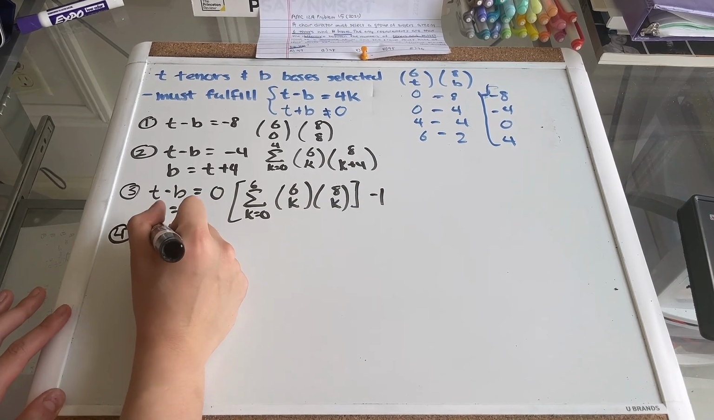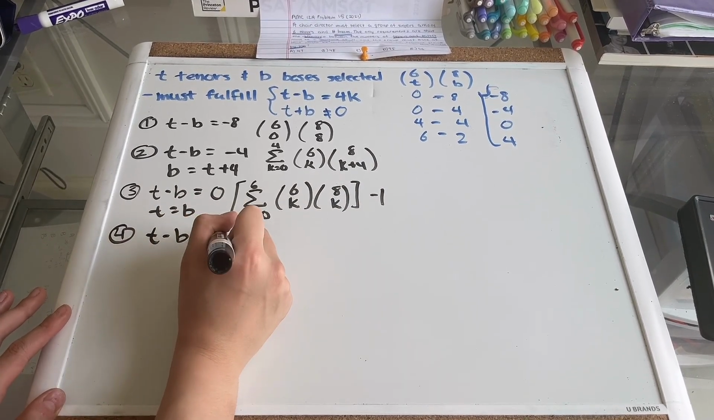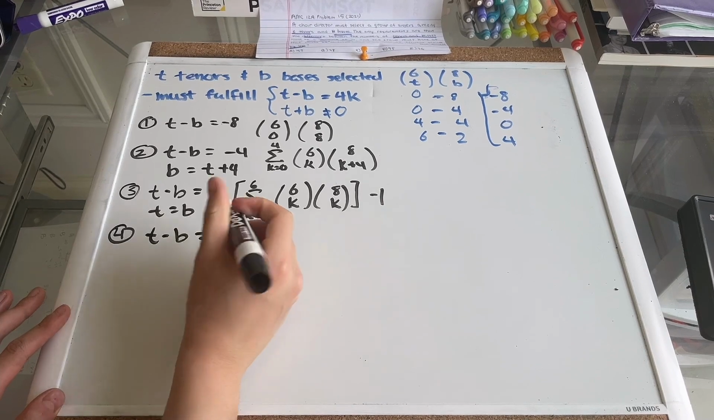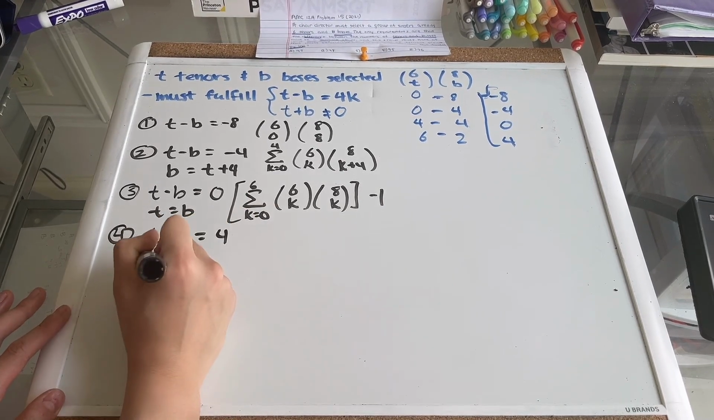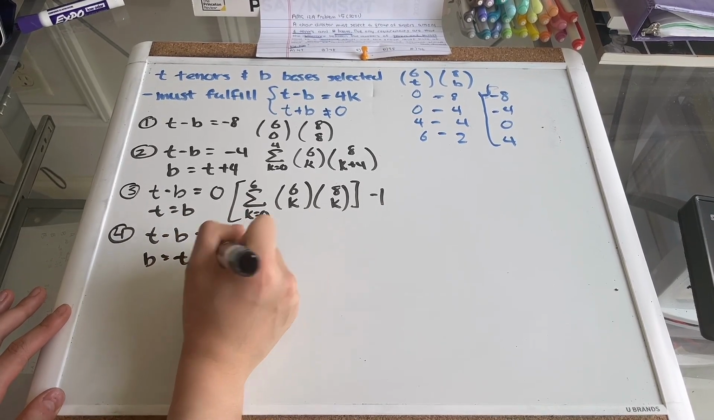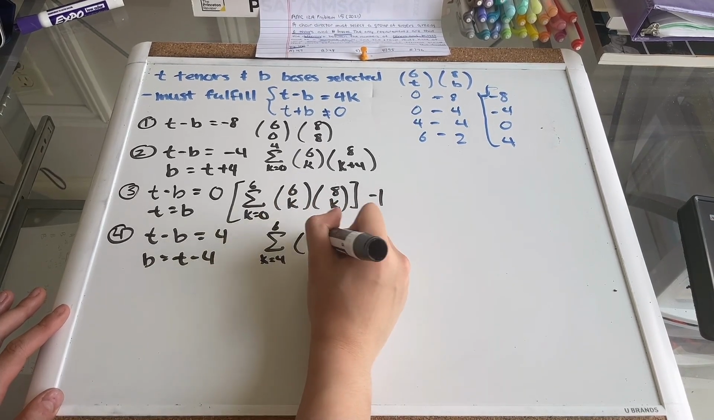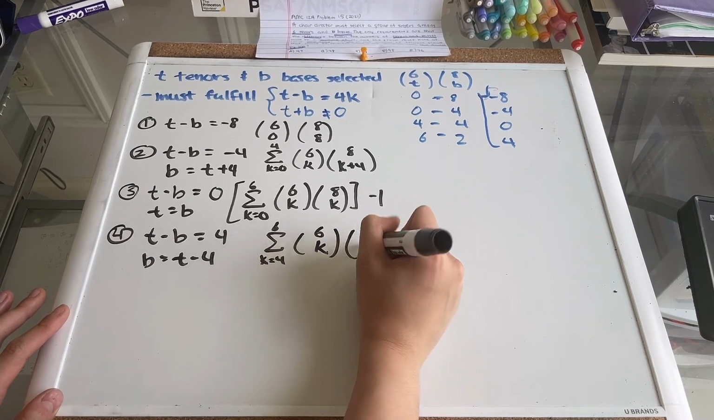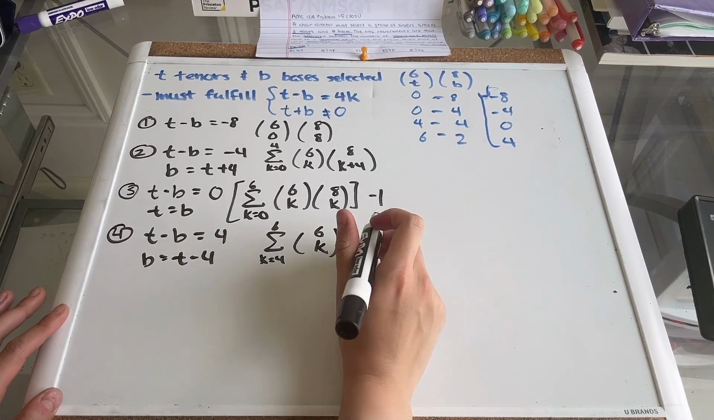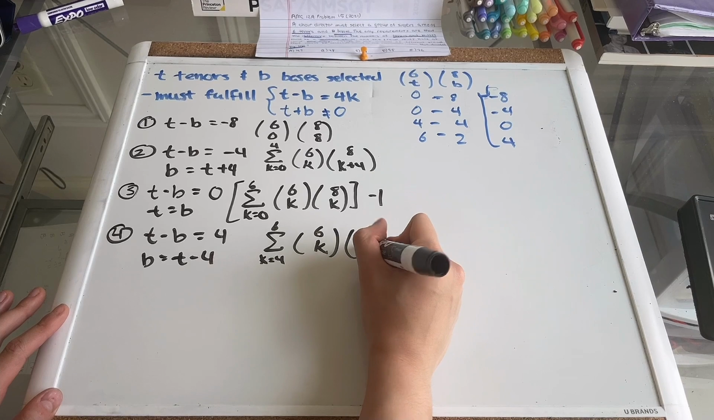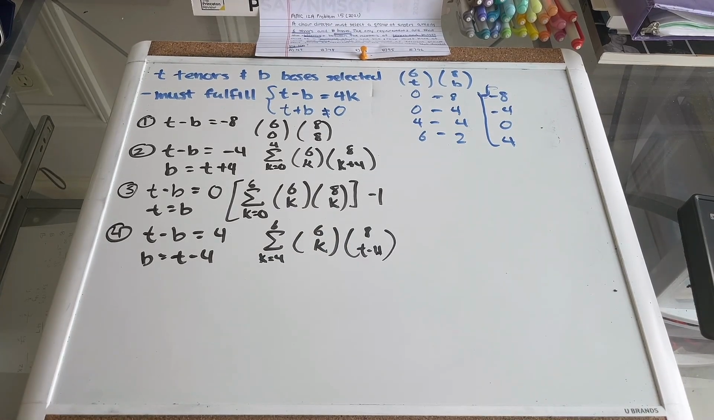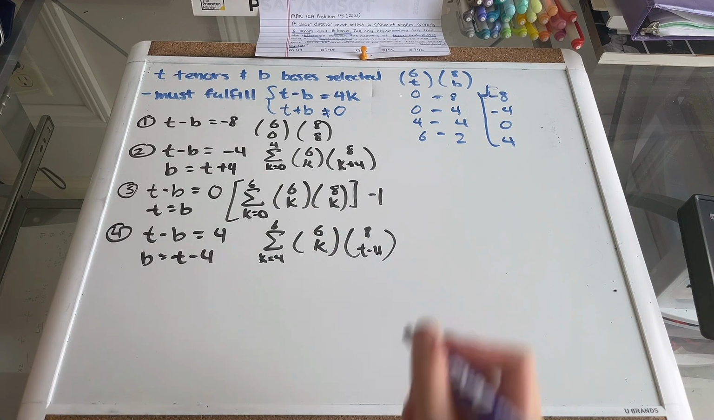And then for this fourth scenario, where T minus B is equal to 4, B would equal T minus 4. The smallest it can be is 4, and the highest is 6. So you're choosing K from 6, and then from 8, you're choosing T minus 4. And when we are simplifying, there are 2 identities that we're going to use.